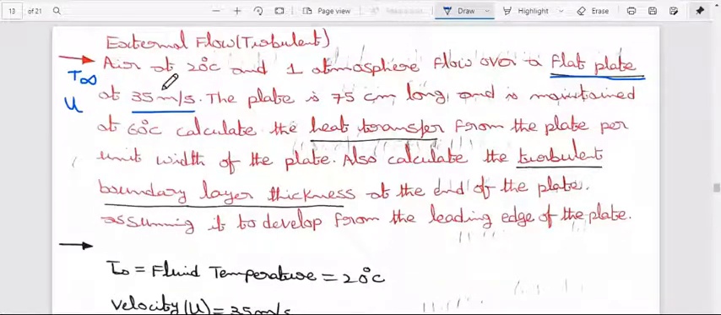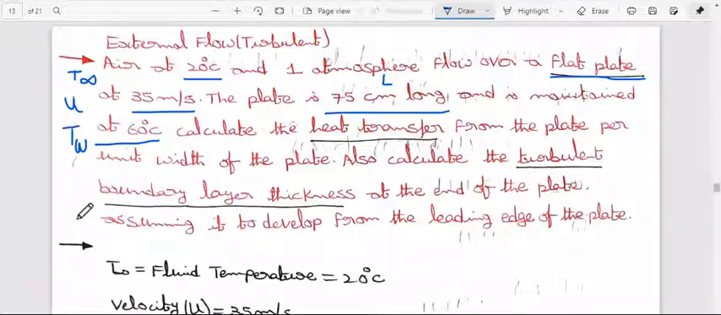The fluid is air at 20 degrees. The plate is 75 mm long, so the L value is given, and the plate is maintained at 60 degrees, that means the wall temperature or surface temperature is equal to 60 degrees centigrade. Calculate the heat transfer from the plate per unit width of the plate.